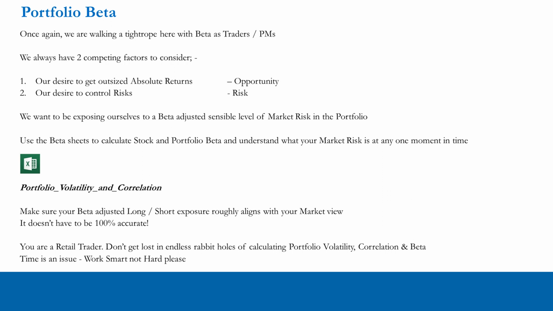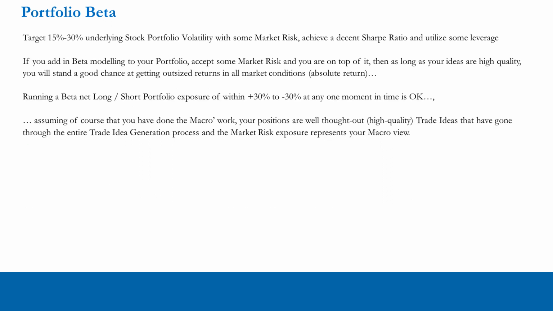So when it comes to beta, risk and opportunity, when we're targeting the gate, the 15 to 30% underlying stock portfolio volatility, and then we add in some market risk, we are attempting to achieve a decent Sharpe ratio and utilize some leverage. Obviously, if we add in beta modeling to our portfolio and we accept some market risk and we're on top of it, as long as our ideas are high quality, we're going to stand a very good chance at getting outsized returns in all market conditions.